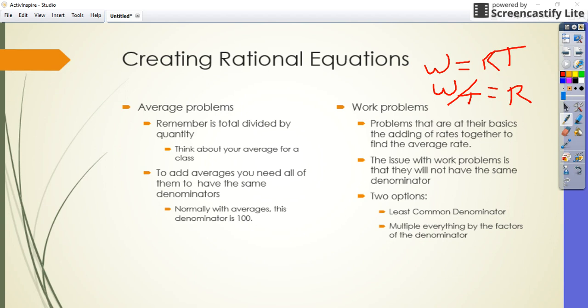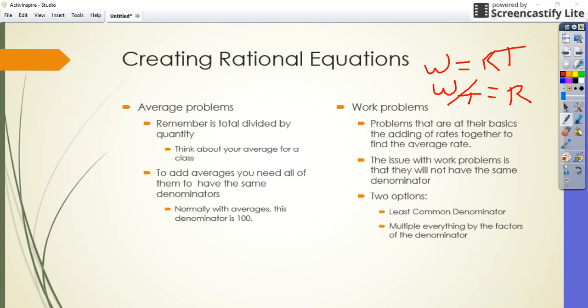So to start, average problems. The idea here is to remember that it's the total divided by the quantity, which is what I'm looking at here, work divided by time. Think about the type of average you get for a class: you have an 80 and a 90 and a 60, you add those three together and divide by 3. But what is kind of hidden is that it's 80 out of 100, 90 out of 100, 60 out of 100.